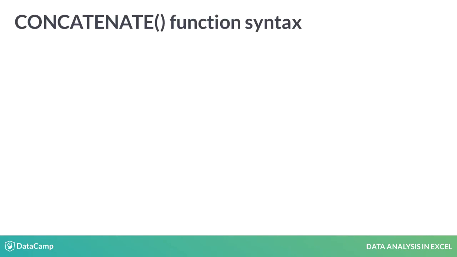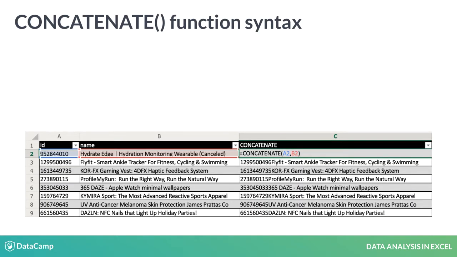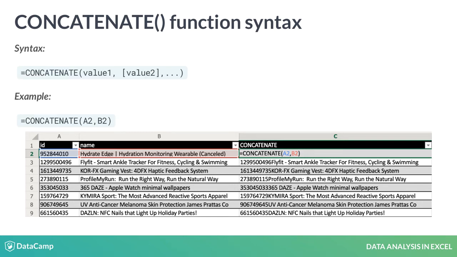Taking a look at our dataset, notice that the project ID is separate from the project names. Let's join them together using concatenate. The syntax is equals concatenate, open parentheses, followed by the text or cells you want to combine with each other, separated by a comma, then close parentheses. In this case, let's join A2 and B2.